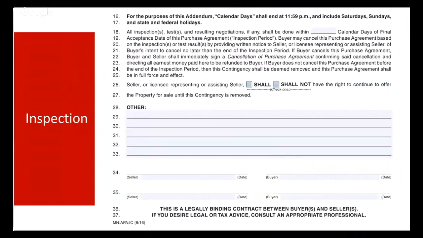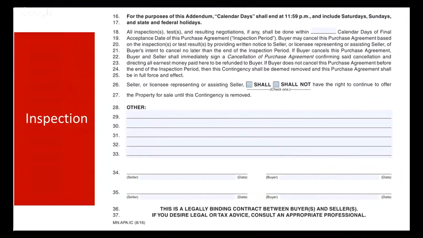You might get some pushback from the sellers on that. If it's a super competitive situation, meaning there are multiple offers, well, you might want to shorten it a little bit to show everybody that, hey, you're willing to move this along and you're not going to play any games. So it shall be done within blank calendar days of final acceptance date of the purchase agreement.